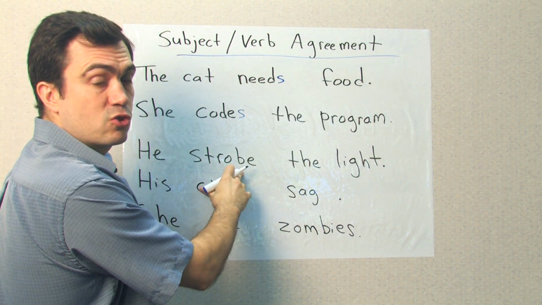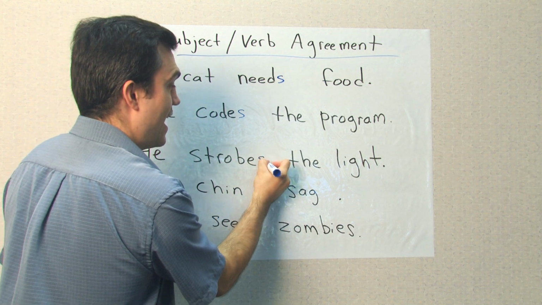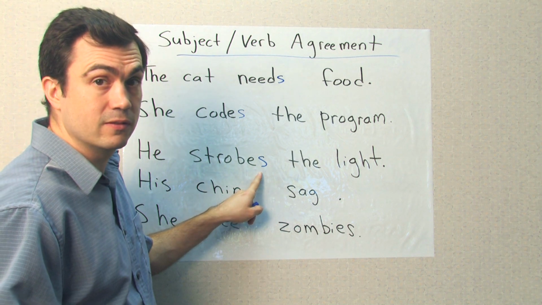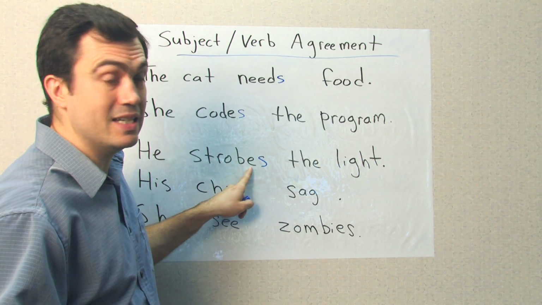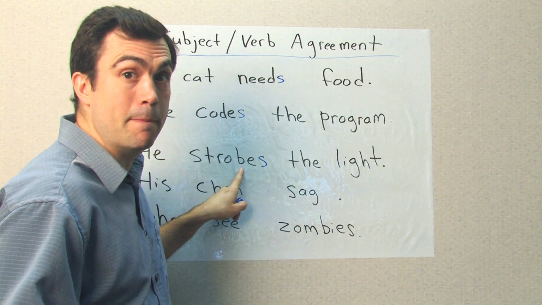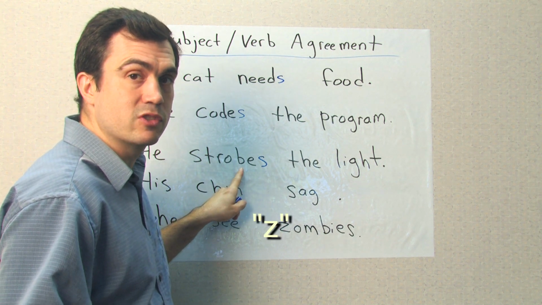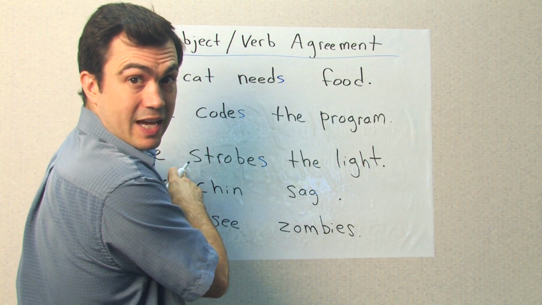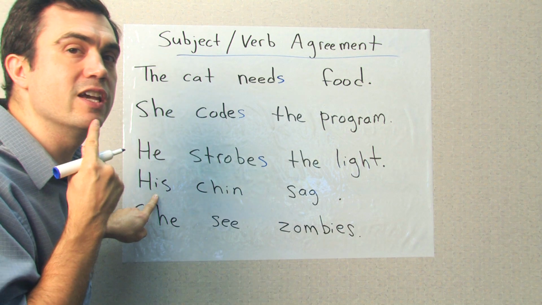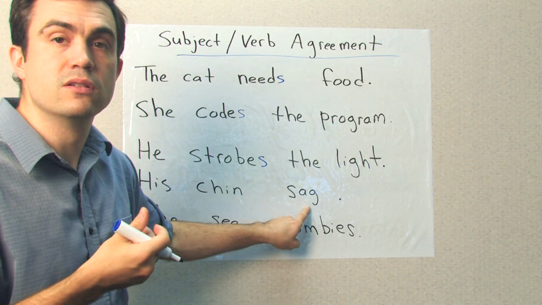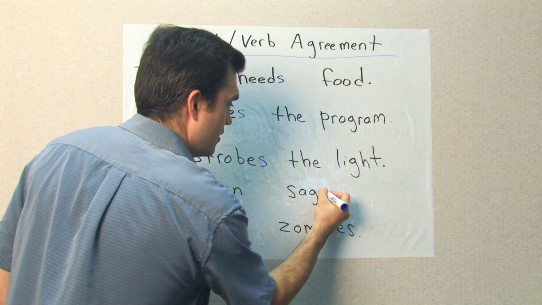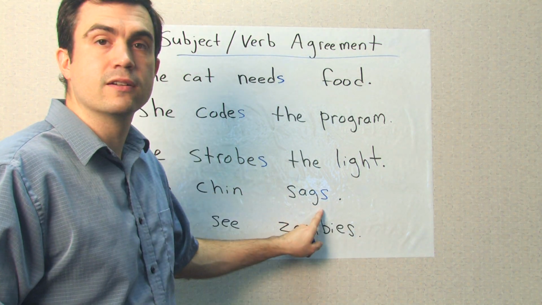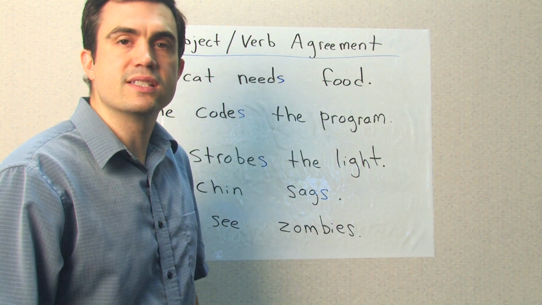He strobes. Just add S. Okay? Third person singular, just add S here because it ends in E. But the sound is a B, b, b, strobes. So it's a Z, voiced sound. He strobes the light. His chin sags. His chin sags. G, g, g, voiced Z, z, sags.